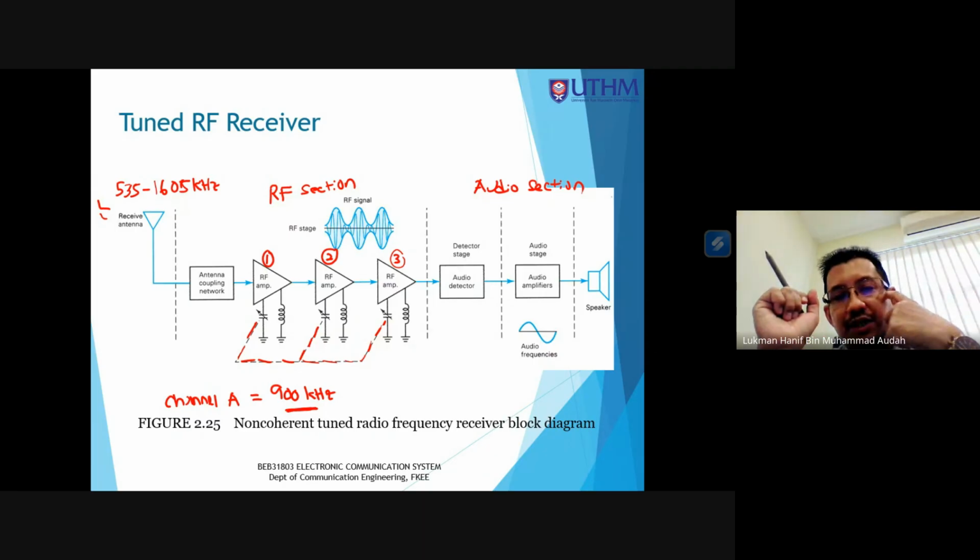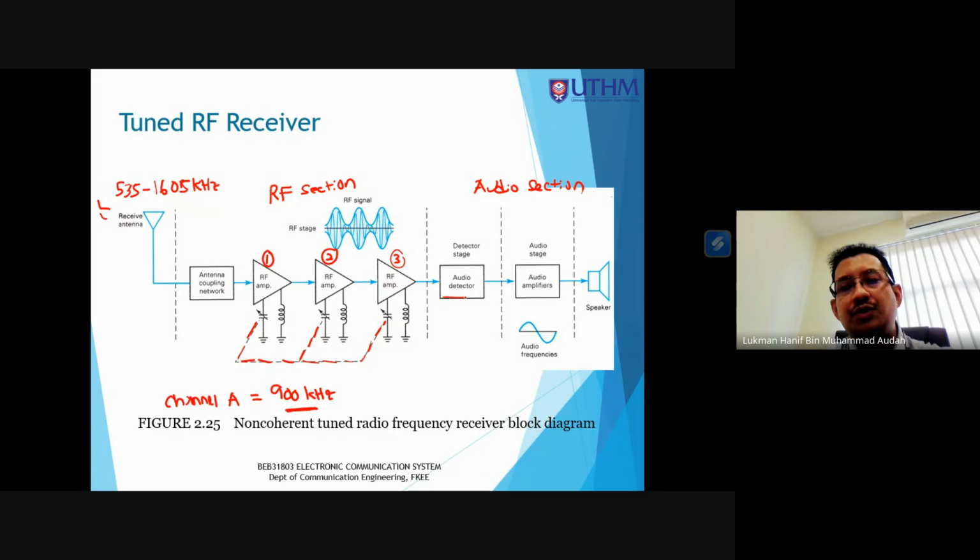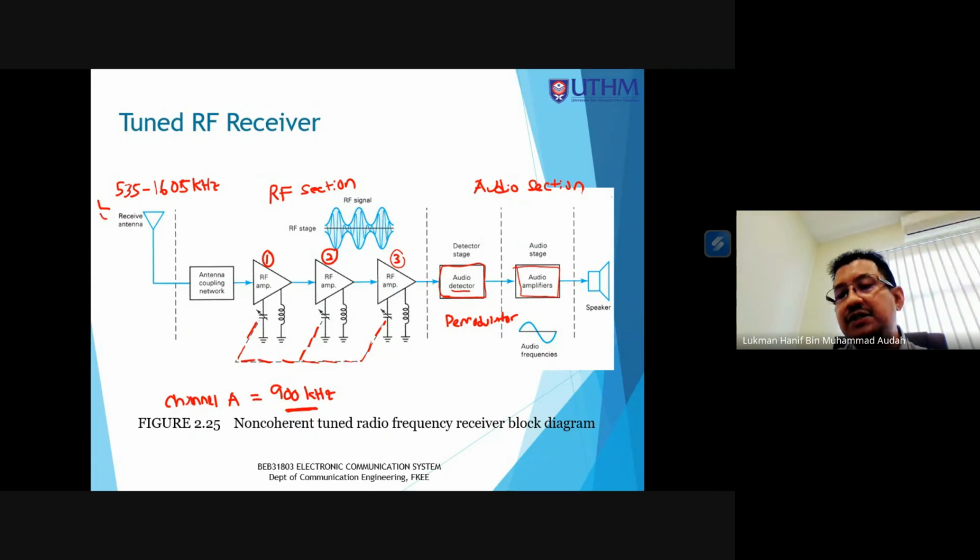So after amplification, we pass through the audio section. If you see here the audio detector, this is the demodulator. The word detector here means demodulator, so the demodulator will do the process of demodulation of the AM signal, and then we pass through the amplifier to increase the amplitude of the signal, and then through the speaker to the output.